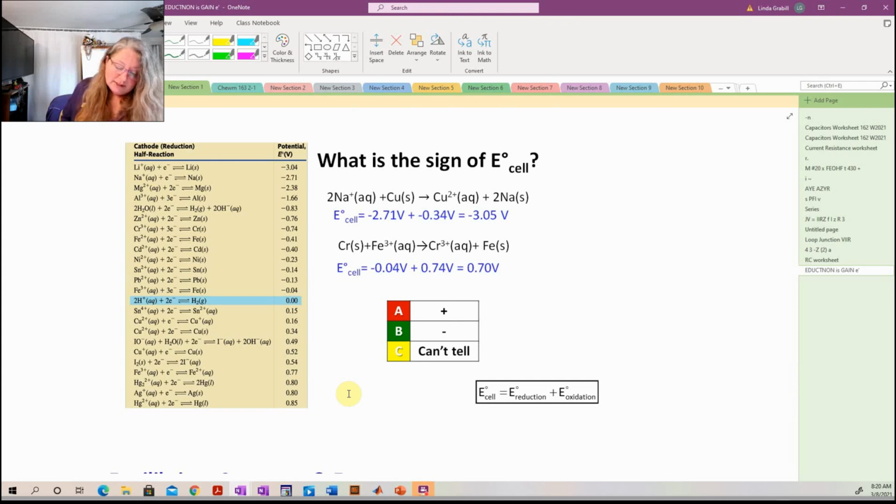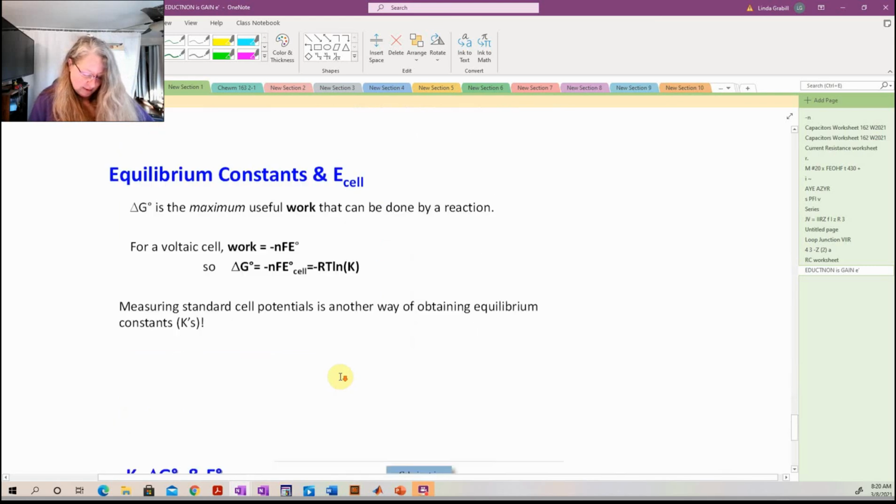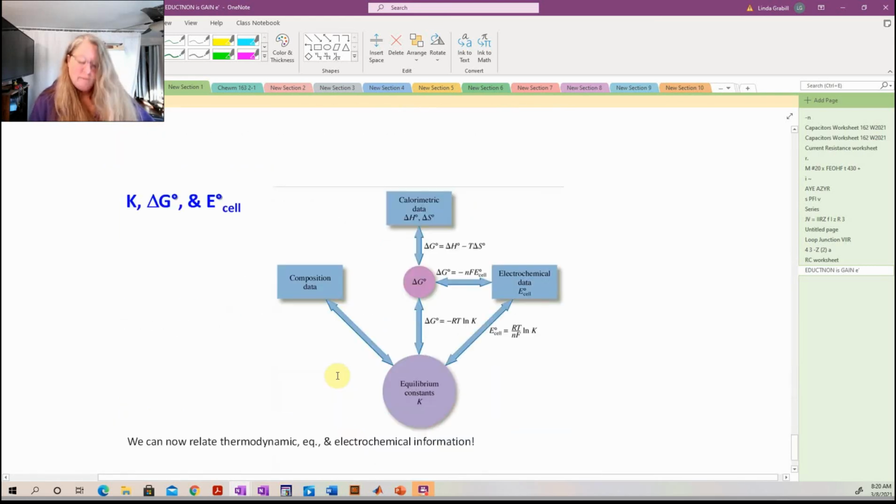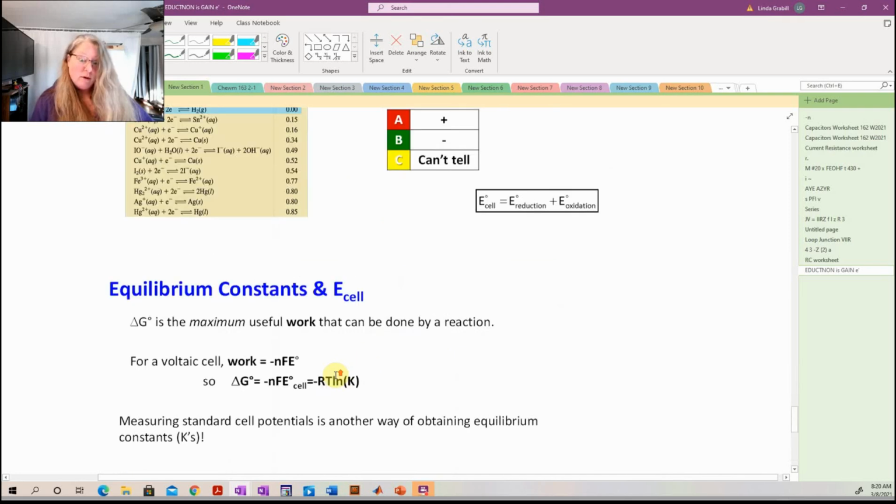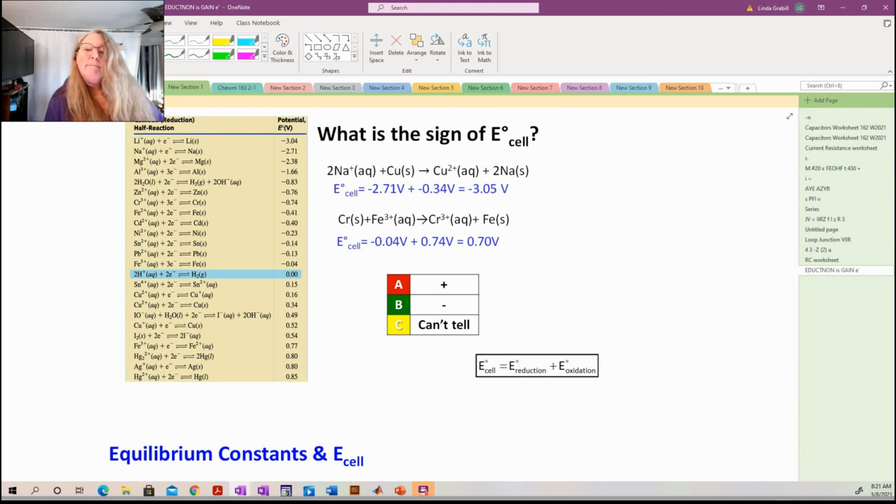So come in on Wednesday, and that is when we will pull all of this together and write all those things up so we can do our last couple of little things, and that's just talking about the glory of equilibrium constants. And then that's it. You are done for the quarter. Yay, you. Okay, I'll see you Wednesday.